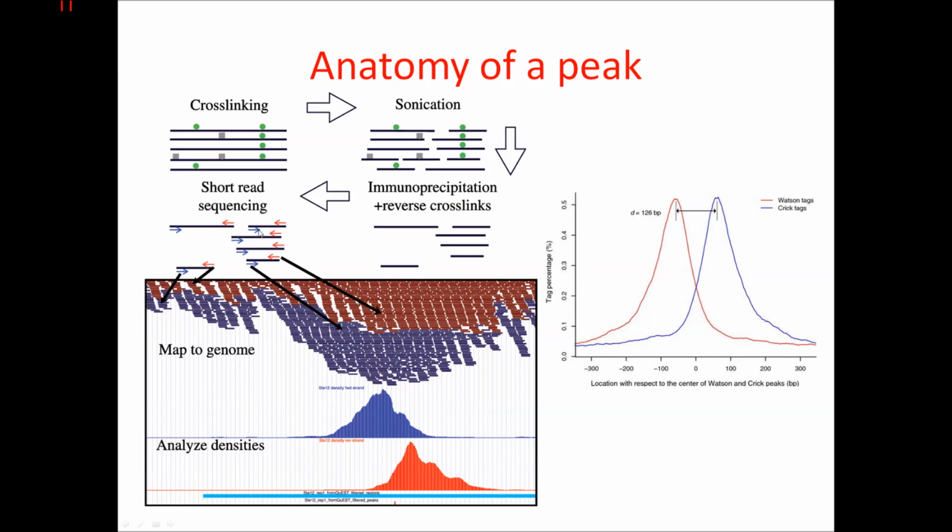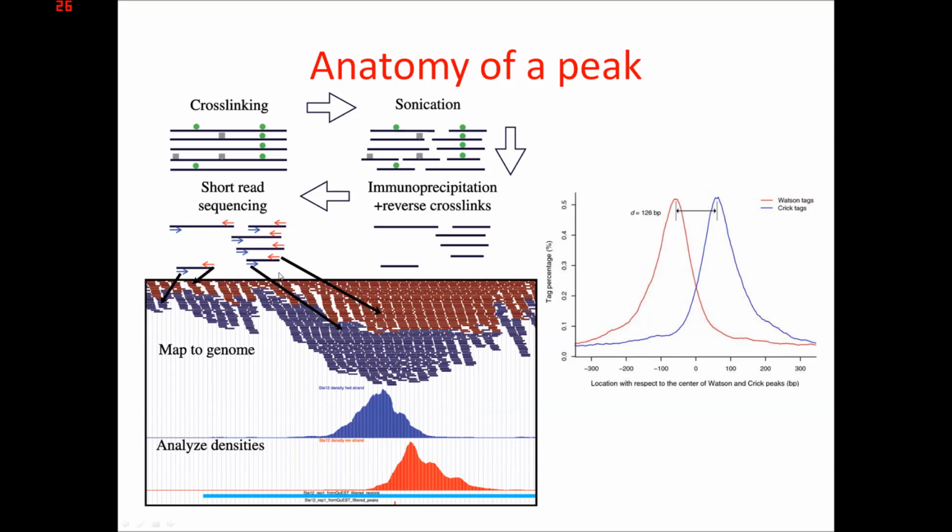Now the sequencer itself is only going to be sequencing 36 bases from each end of the fragments that go into the sequencer. Obviously this is a lot less than the entire length of the sequence. So for example here you've got a fragment and you sequence in from the 5' end of the forward strand and the 5' end of the reverse strand.